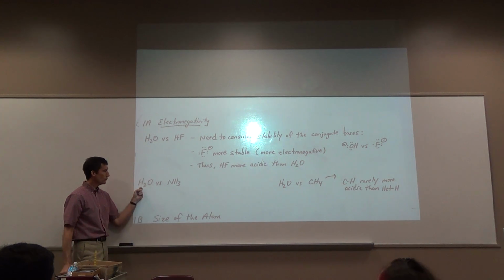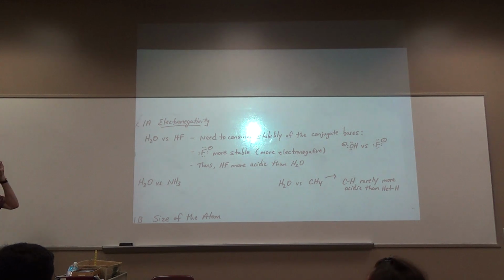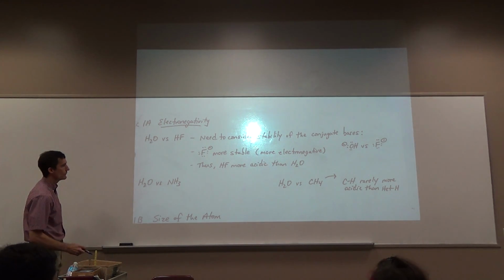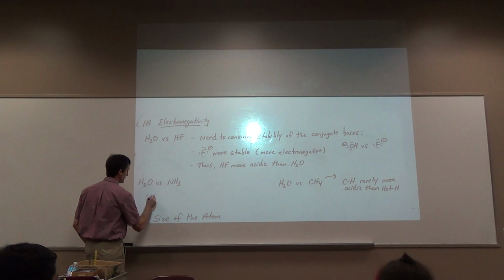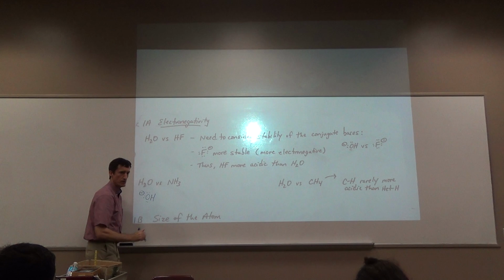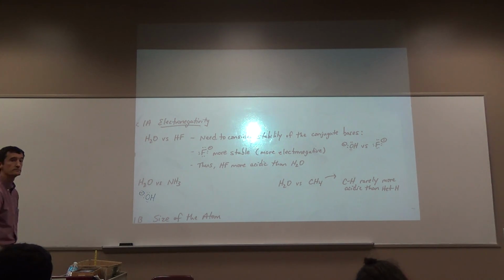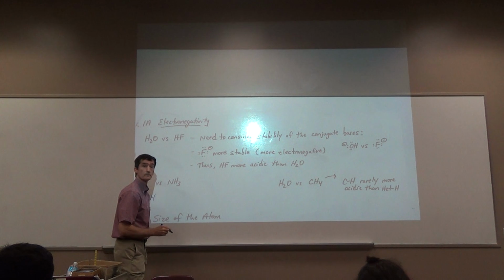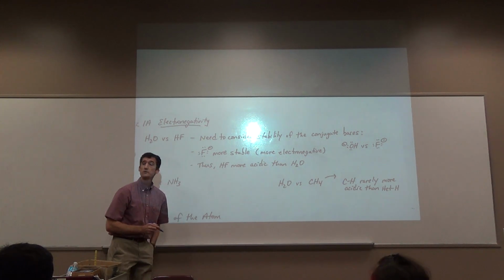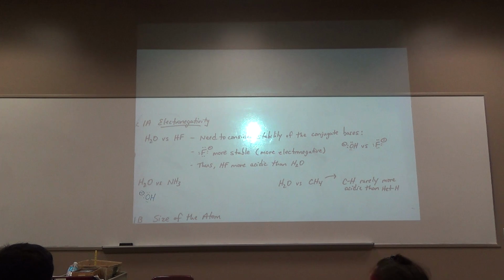Which is more acidic, water or ammonia? Well, what do we need to look at? We need to look at hydroxide, right? The conjugate bases. It's the conjugate base of ammonia. NH4 plus. No, the conjugate base, not the conjugate acid. It's the conjugate base of ammonia.